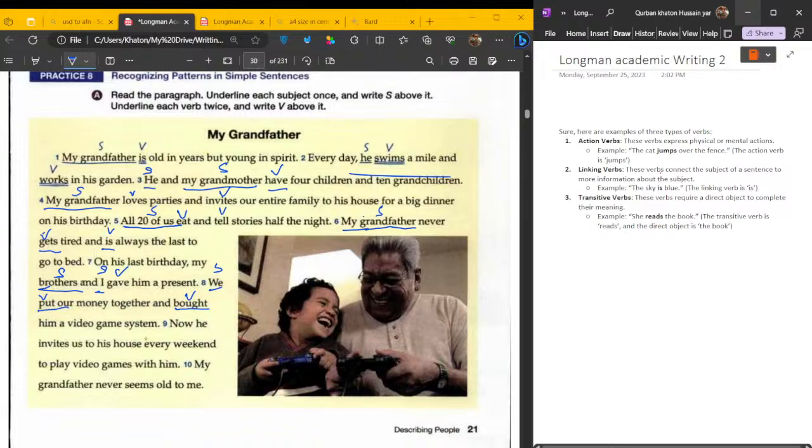Now he invites us to his house every weekend to play video games with him. He is the subject, invites is the verb. To play is an infinitive form again, so this is not a verb, nor video games with him. So this is it. My grandfather is the subject, never seems old to me is the verb.